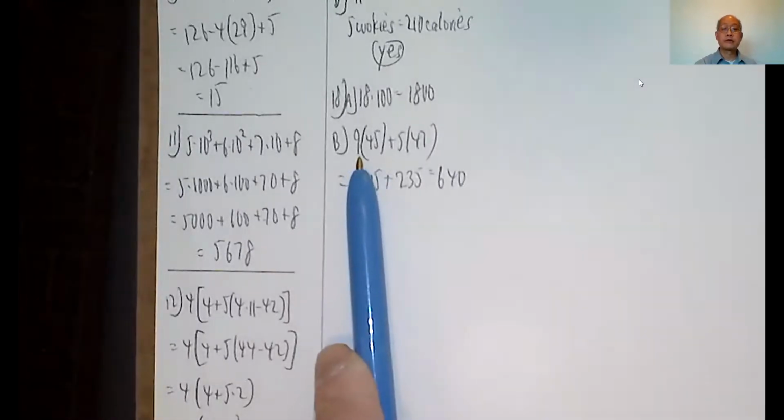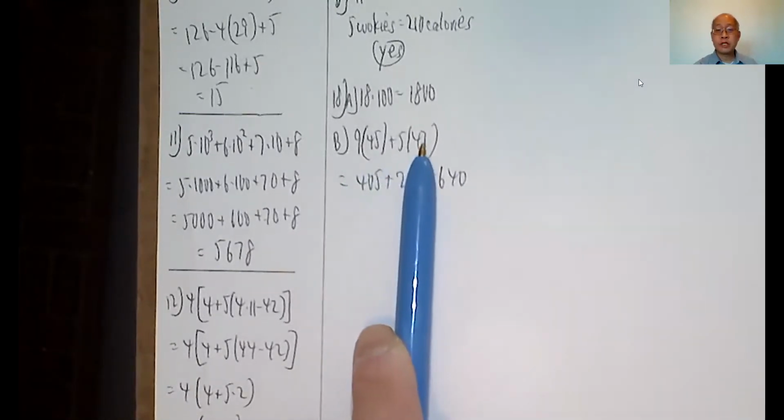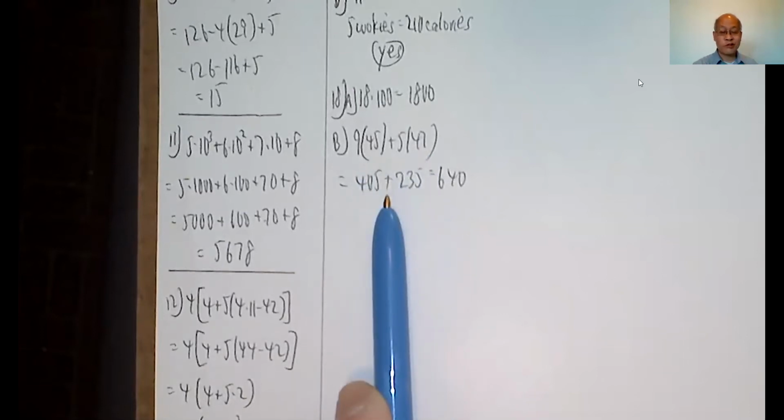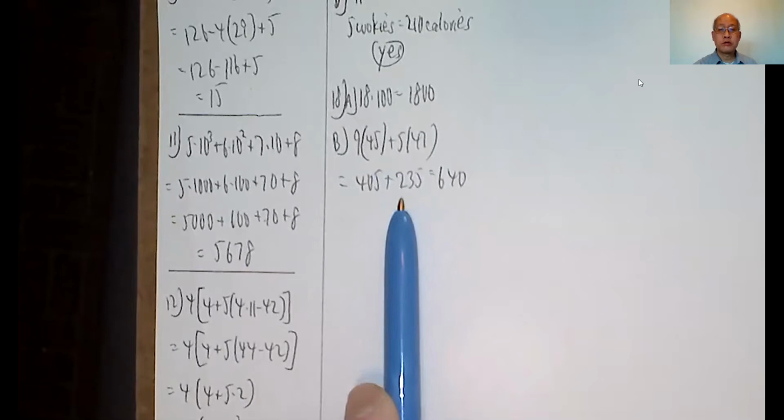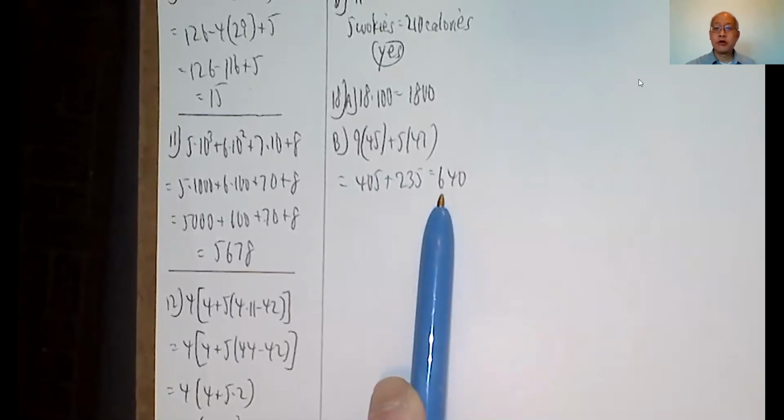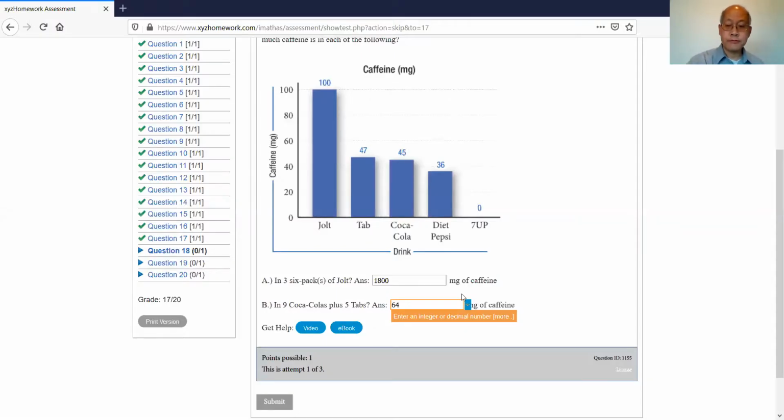Okay, so we had 9 times 45 plus 5 times 47. 9 times 45 is 405. 5 times 47 is 235. Add them up and it's 640. So we believe the answer is 640. So sorry, a lot of switching back and forth here. Back to the homework. And type in 640, hopefully. And looks like we're correct.